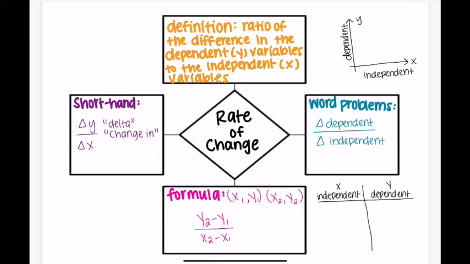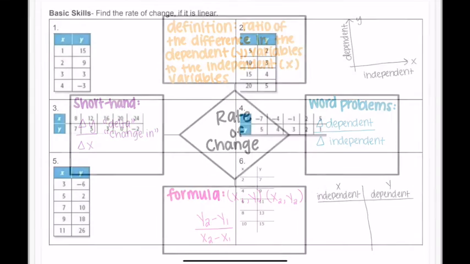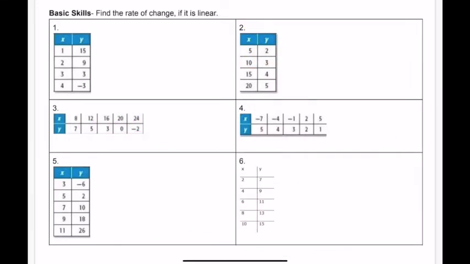So this definition that it's the ratio means that we have a fraction of the change in y to the change in x. So change in y can also be the little triangle to the change in x. Y is dependent, x is independent. We're going to start with looking at tables to get down the basic skills of finding the change in y over the change in x. So we're going to find these rates of change if they are linear in each table, and we'll talk about what linear means in just a second.